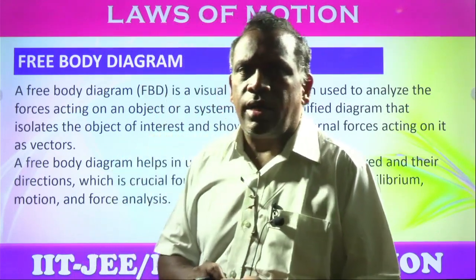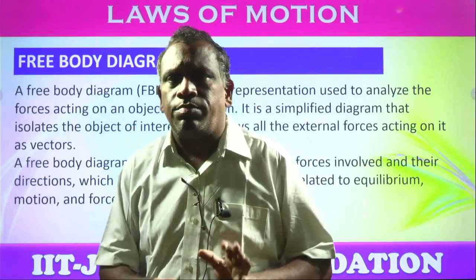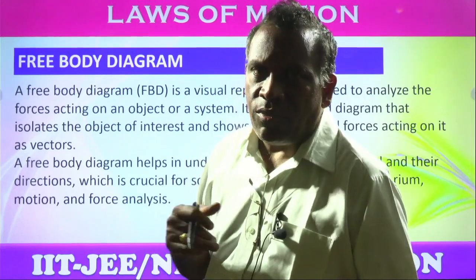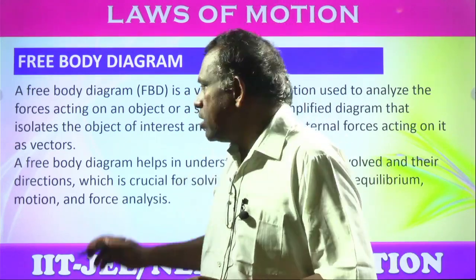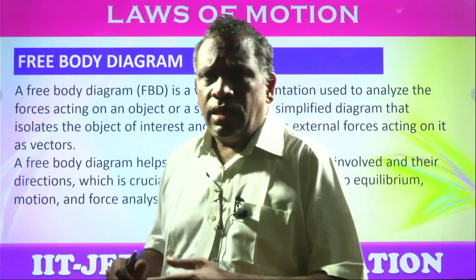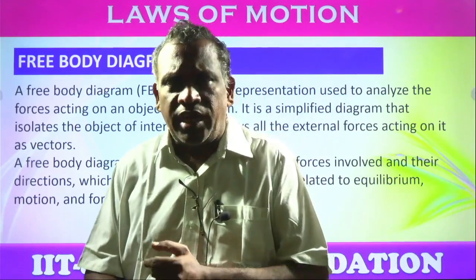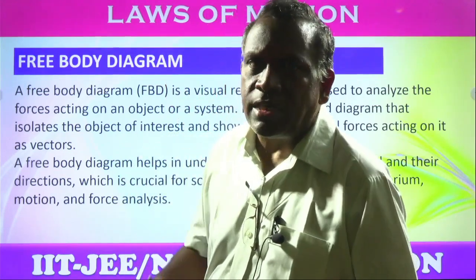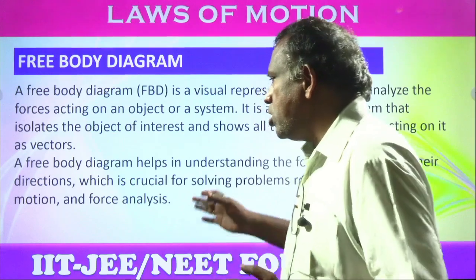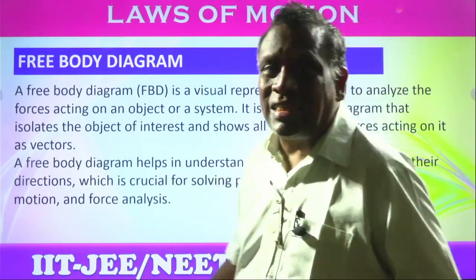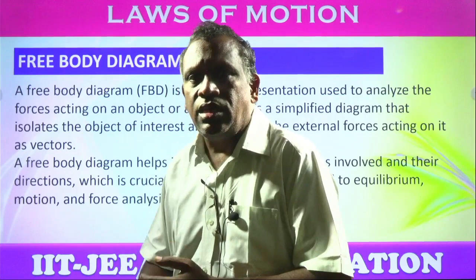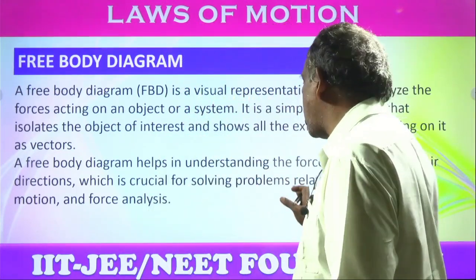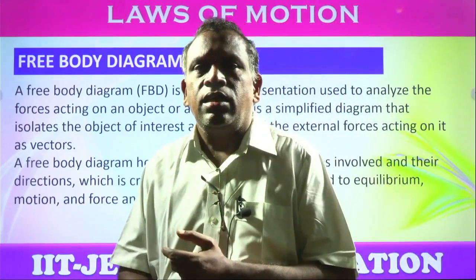So all these things are explained in the free body diagram, which analyzes the entire system: the forces, in what direction they are acting, and what their magnitude is, all so clearly explained in this schematic view. That is known as the free body diagram. Since force is a vector quantity, it has magnitude as well as direction. The free body diagram helps to analyze the forces, their magnitudes and directions, which is crucial in solving problems in the laws of motion.